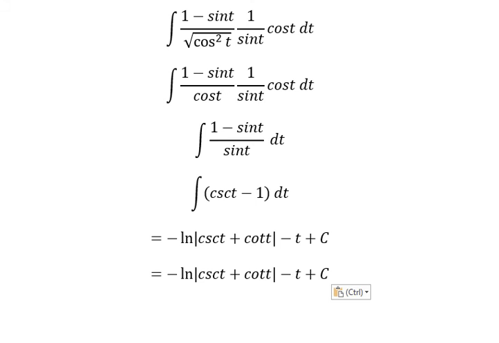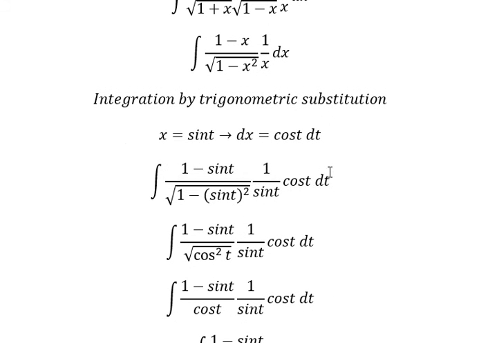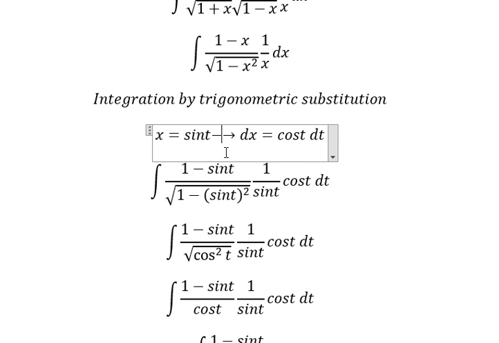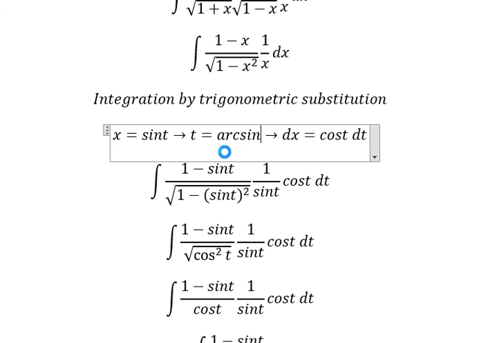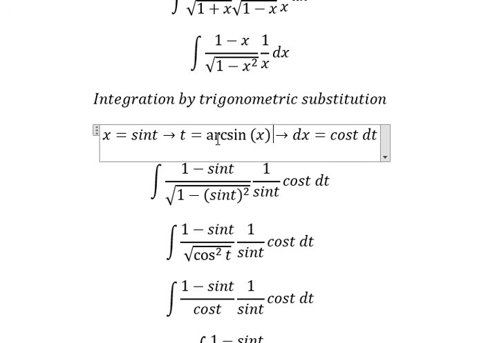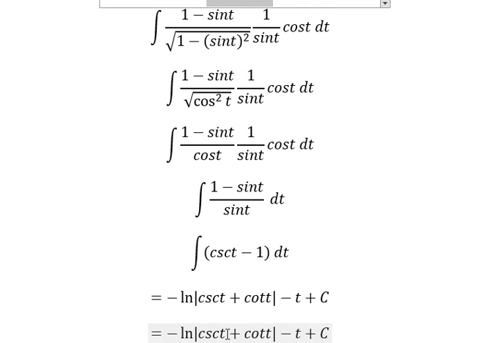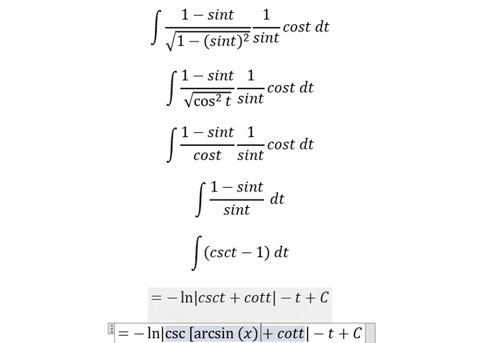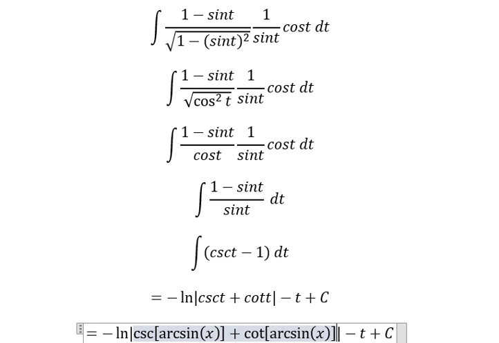About t, we go back to this one, so we get t equal to arcsine of x. So we put this one in here and here. This one, we change this for this one.